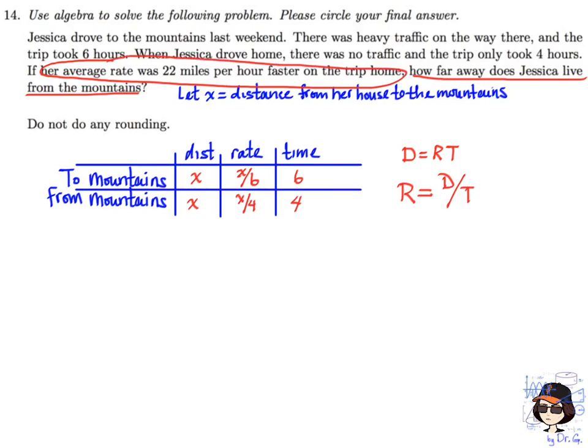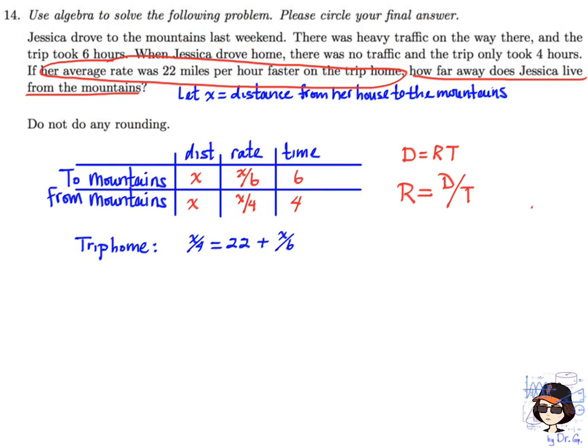So going back to the problem, it says her average rate was 22 miles per hour faster on the trip home. So let's write an equation saying that her rate coming home, on her trip home, the rate coming home was x over 4, and that's 22 miles per hour faster than the rate going to the mountains. So x over 4 is 22 plus x over 6.